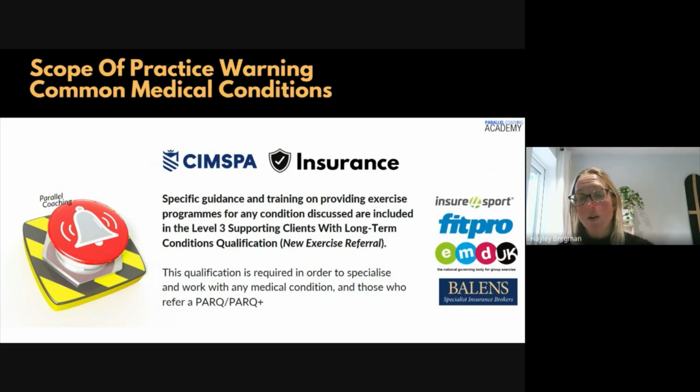So that's where I would recommend, if you're not long-term conditions qualified or exercise referral or GP referral or whatever it might be, then you definitely need to consider it. Because if you want to work with those that have arthritis, you're actually outside your scope of practice, working with anyone that has a medical condition or who is referring a PAR-Q or PAR-Q+. So if you want to go down that route and work with those types of clients, make sure that you are qualified adequately and it's inside your scope of practice.